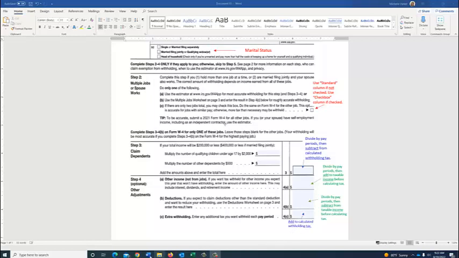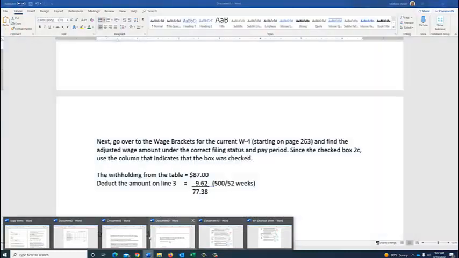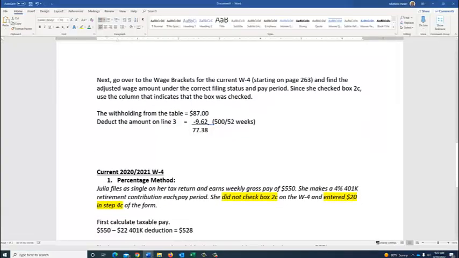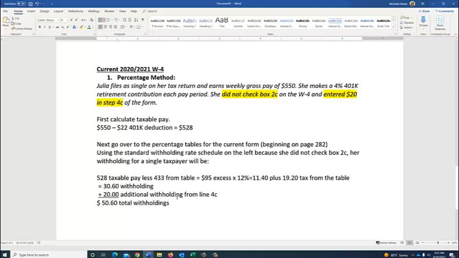Okay, now let's take a look at our example for the percentage method. This says that Julia files as single on her tax return and earns weekly gross pay of $550. She makes a 4% 401k retirement contribution each pay period. She did not check box 2C on the W-4 and entered $20 in step 4C.